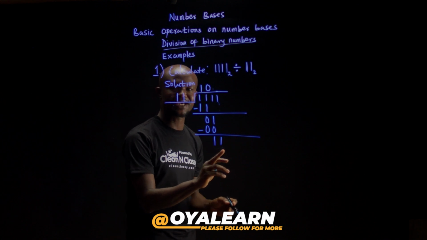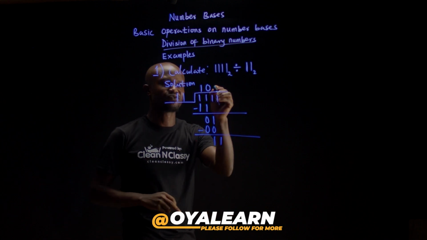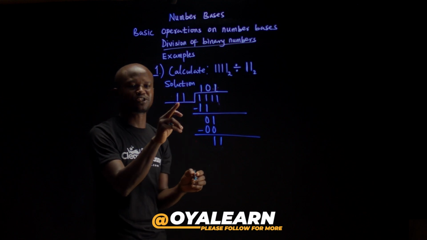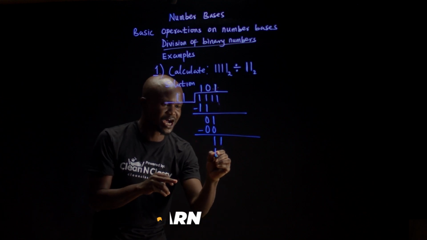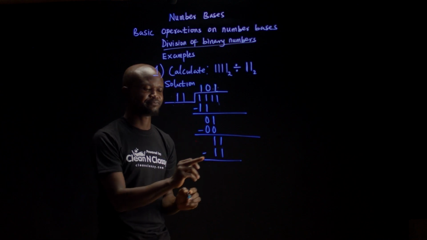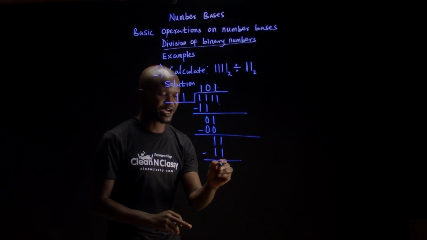Now, 1, 1 again divided by 1, 1. What do we have? 1. This 1 now, we use to multiply this 1, 1. What do we have? 1, 1. And what do we have? We take away. 1, 1 minus 1, 1. What do we have? 0.